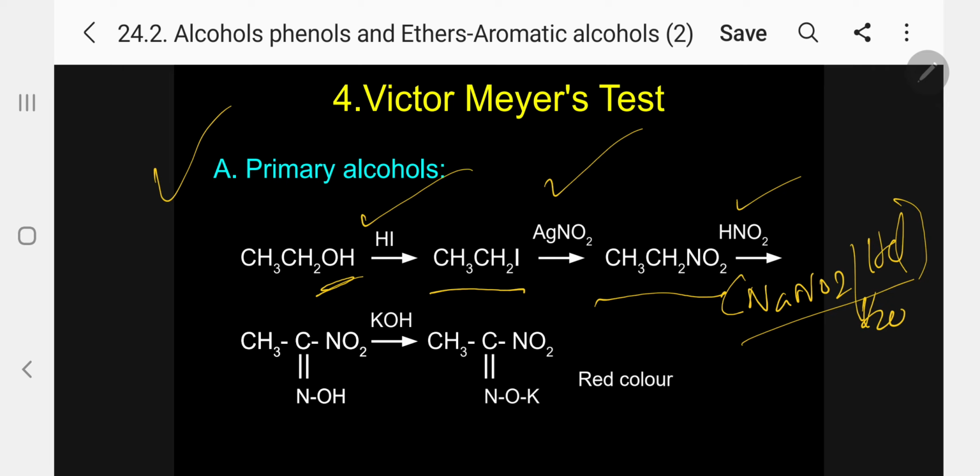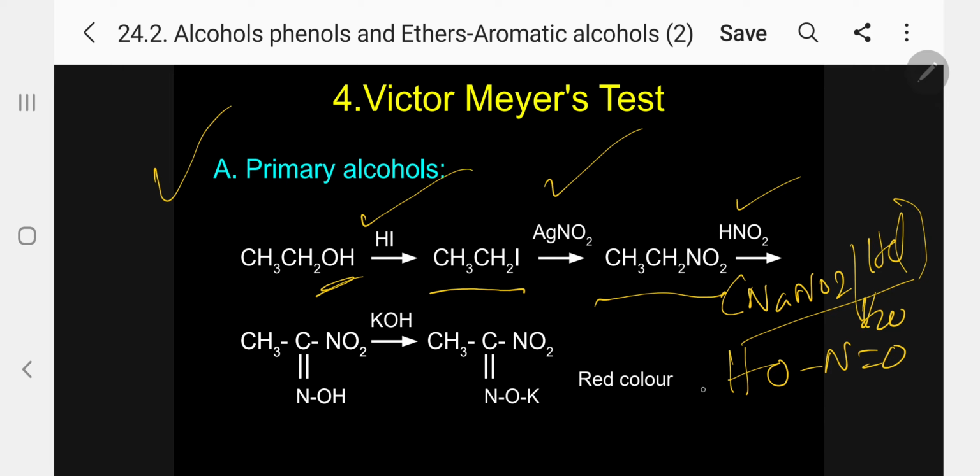Immediately, what will happen now? Nitrous acid will be produced, HON double bond O. Now here I will give important information. Students, please remember this idea. That will be easy for you to remember.